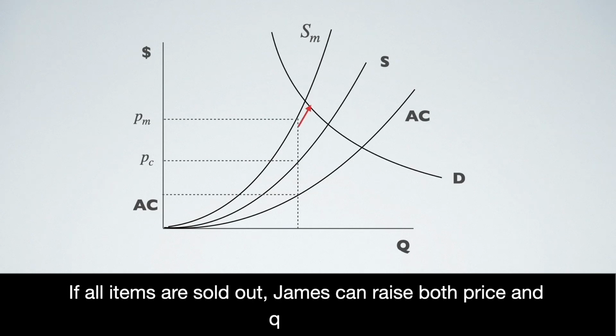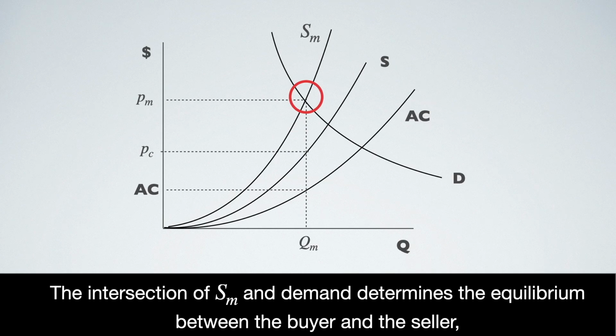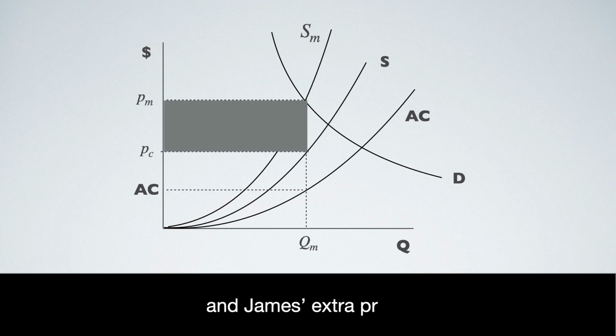If all items are sold out, James can raise both price and quantity. Otherwise, he should lower both. The intersection of SM and demand determines the equilibrium between the buyer and the seller, and James' extra profit.